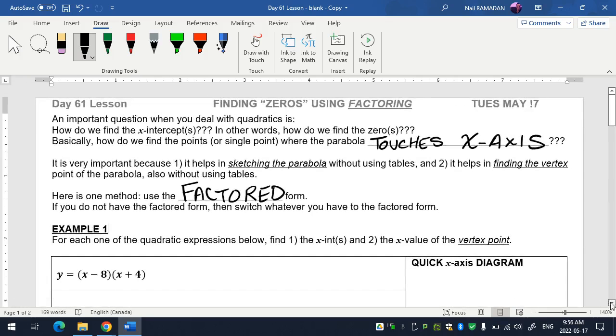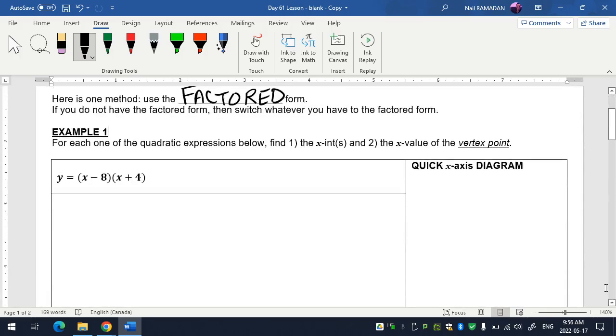Here is how we do it. So here's the first example. For each one of the quadratic expressions below, find the x-int. What does int mean? It's a short form for what? Because remember, I said I'm not going to use the long word; I'm always going to use this short form. Int means intercepts, and I'm putting an S because it could be 1 or 2. I'm leaving it up to you to decide. And find the x value of the vertex.